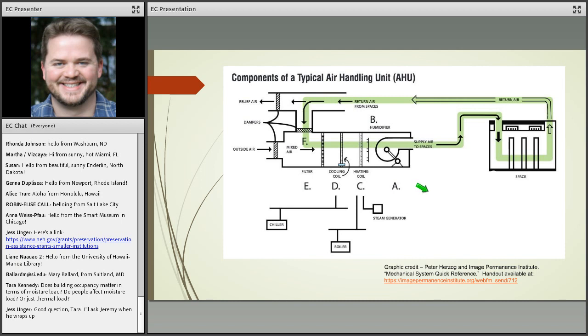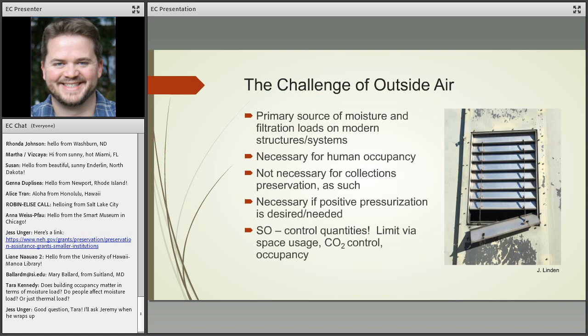We can talk more about this in the future. I'm not going to get really into the overall details of all the different system components today. We really do need to focus on the moisture perspective. So moving forward to the first one, when we think about outside air, what's going on?